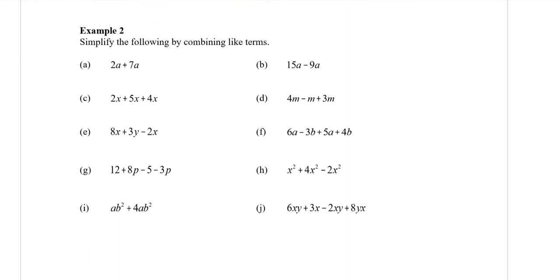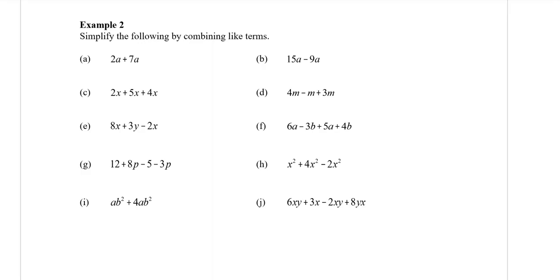Question 2. Simplify each of the following by combining like terms. So if they have the same letters, that means we can add or subtract the numbers that are in front. So 2a and 7a, they're like terms because they both have an a. 2 plus 7 makes 9 a's. Question B, 15a minus 9a. Again, they're both like terms because they both have an a. 15 minus 9 makes 6, and then we just sit the a at the end. So the letters don't change, we're just adding or subtracting the numbers in front.